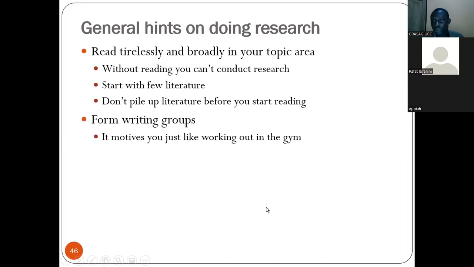Then form writing groups, if possible. And this one, I always commend Dr. Aziz and co. At some point in time, you can form your research group, so that if you have an issue, they can help you out. But normally in Africa and Ghana, when you are conducting your research at a master's level, and even a PhD, you are on your own and you need to do everything. But even if you are on your own, you can still seek assistance from other people that you think have some really similar characteristics with you.